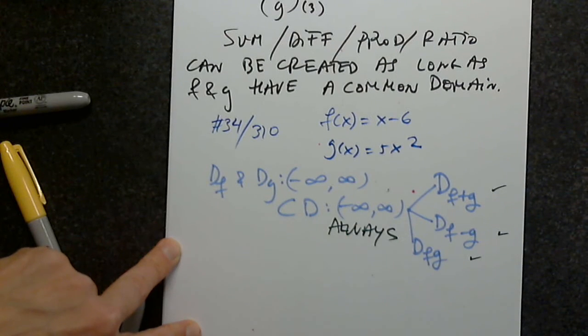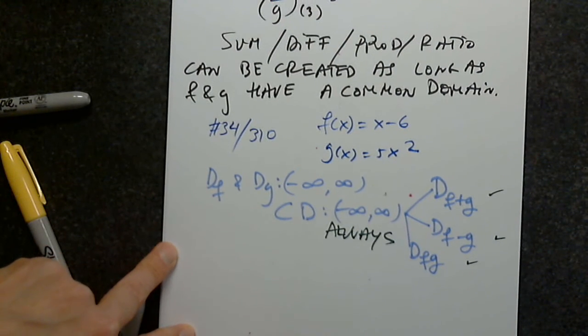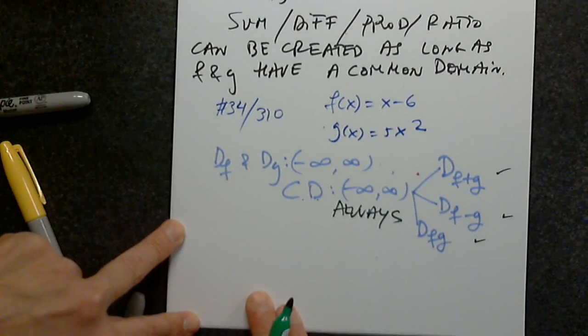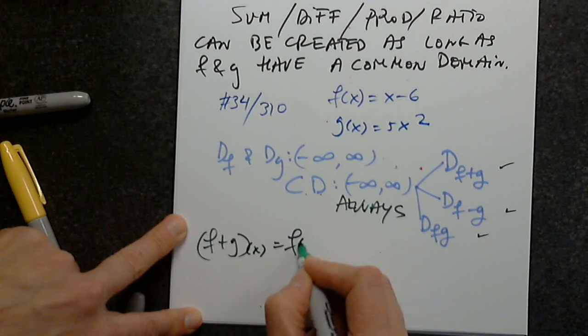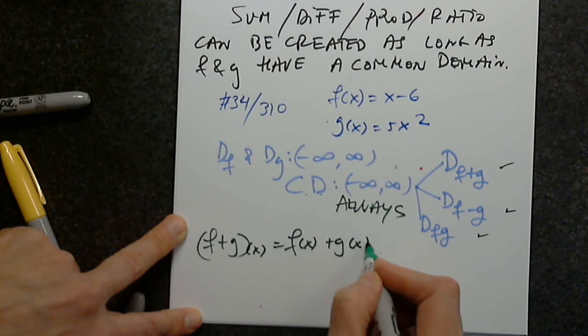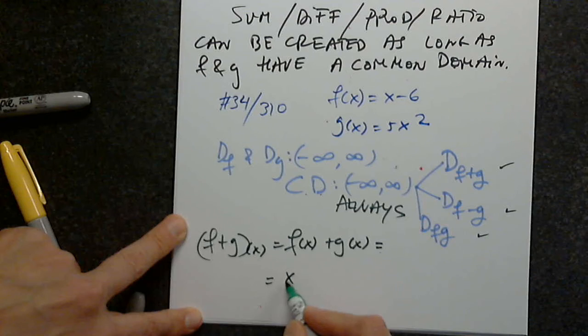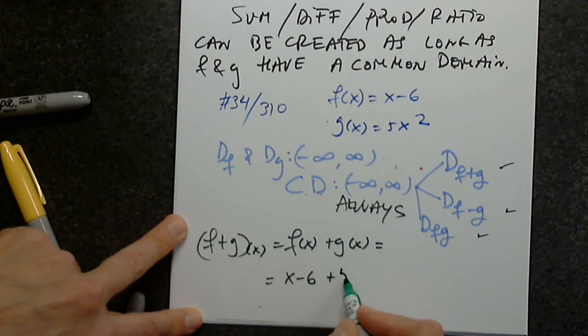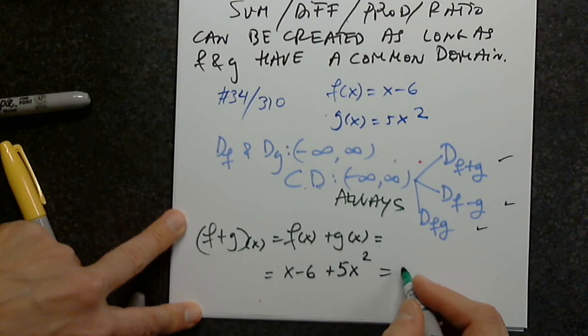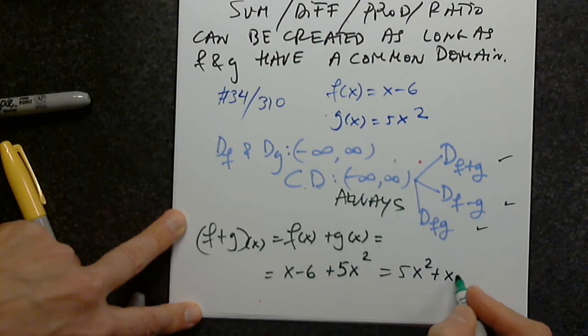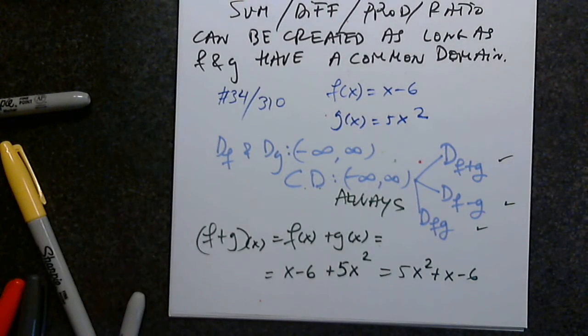Would this be the common domain? Common domain, yes. Sorry about that. Common domain. Good. So let's find the sum. Let's write f of x plus g of x. F of x is x minus 6 plus 5x squared. All you have to do is just rearrange it. We don't need to do anything.